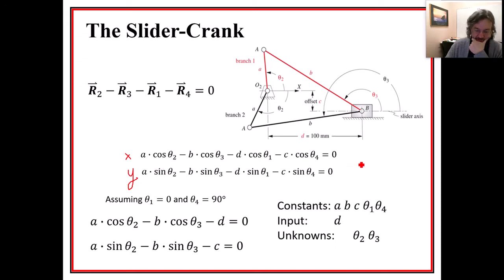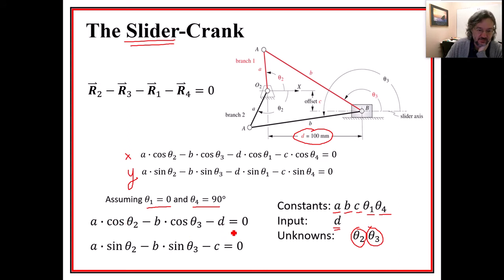Writing this thing out longhand. We assume that theta 1 is going to be 0 and that theta 4 is going to be 90 right there. Those are things that we know, and we know the lengths of them. And here, this is a slider crank instead of a crank slider. The input is going to be d. So this distance is something that we know, and now we want to find what the two unknown angles are. They're going to be theta 2 and theta 3.